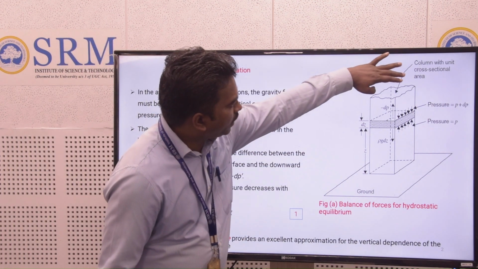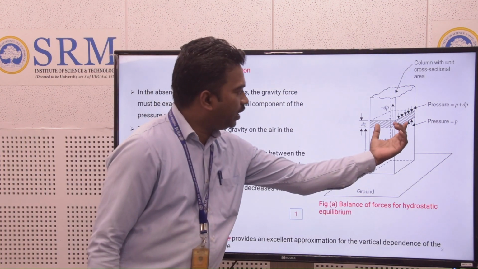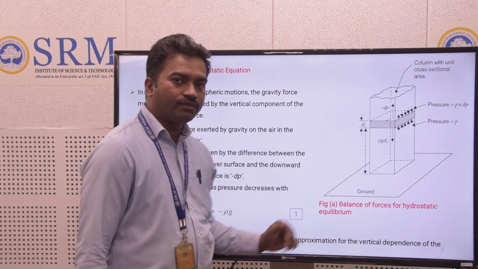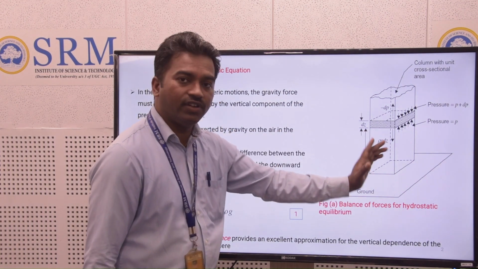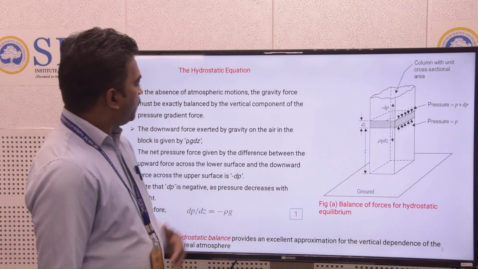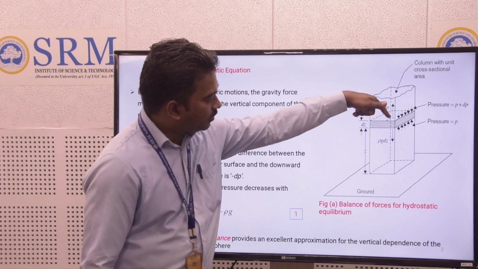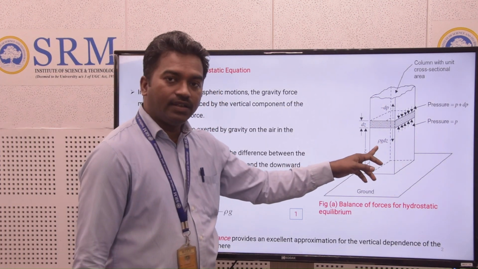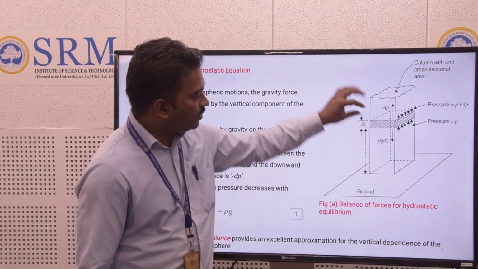Let us imagine we have a column with unit cross-sectional area and we have a block of air inside it. In the absence of atmospheric motion, the gravity force must be exactly balanced by the vertical component of the pressure gradient force. The downward force exerted by gravity on the air is given by rho g dz, where rho is the density of air, g is acceleration due to gravity, and dz is the thickness.